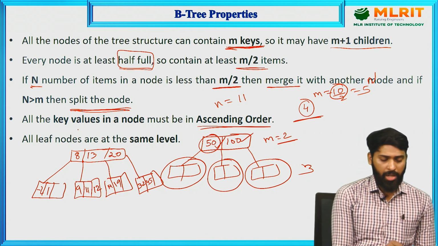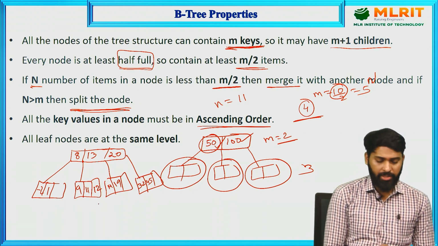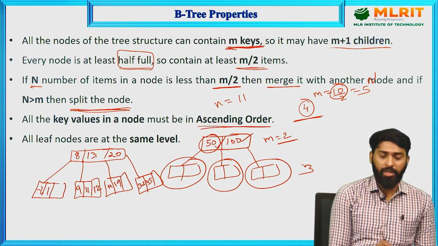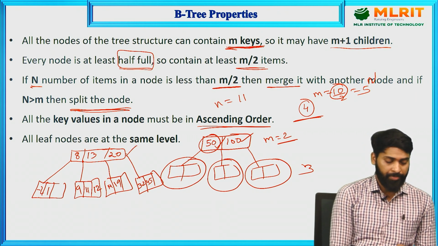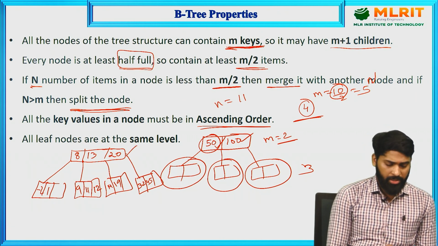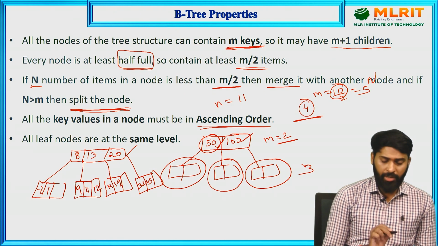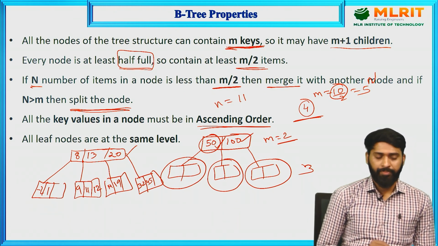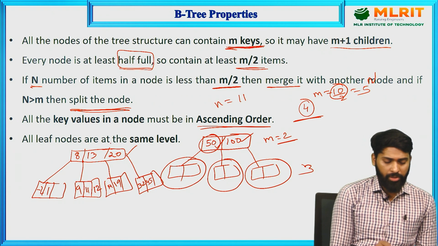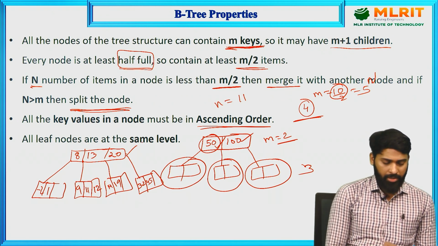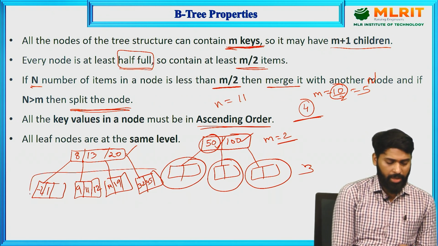Okay, so all the key values in a node must be in ascending order. If you observe, 8, 13, 20 is in ascending order, -2, 1, so 9, 11, 12, 14, 19, 32, 45. All leaf nodes are at the same level. So all the leaf nodes must be at the same level.